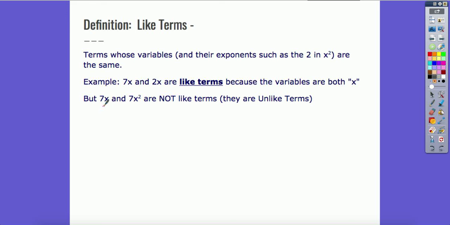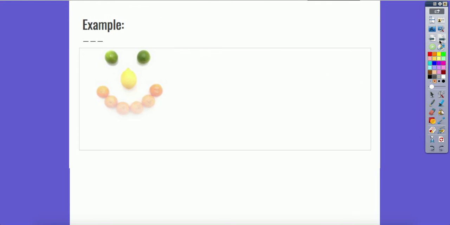But 7x and 7x squared are not like terms because this one just has a variable of x. This has a variable of x squared, and so those are different. Another example of not like terms might be something like this: 7x and 2g. Notice that x is my variable for this, and g is my other variable, and so these are not like terms, and I cannot combine them.